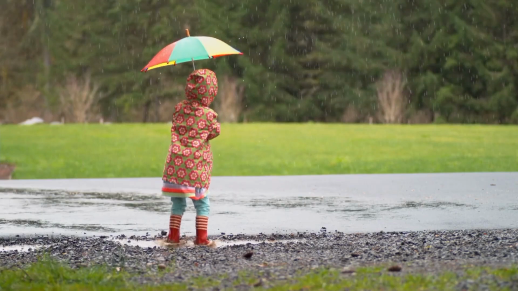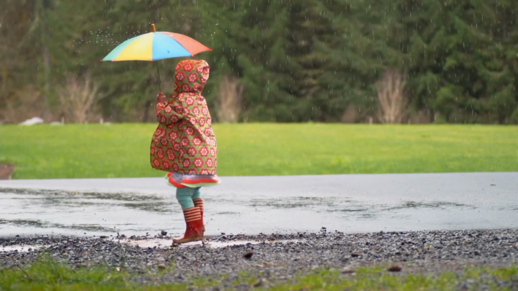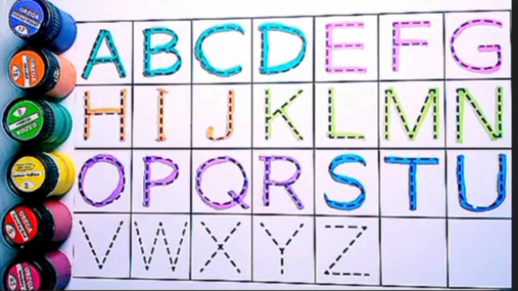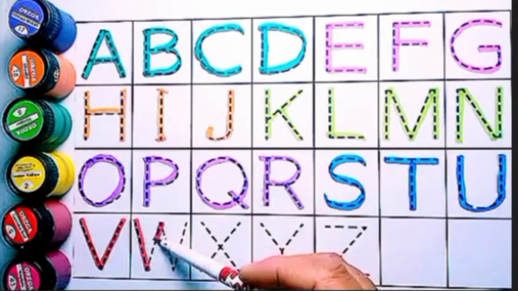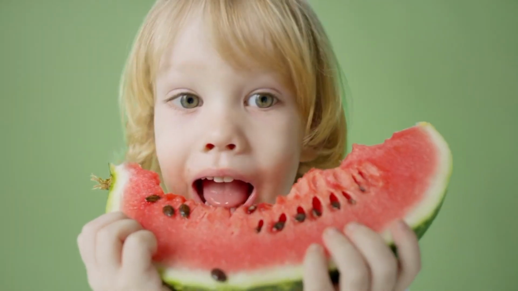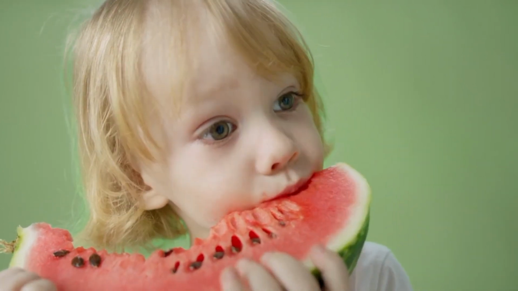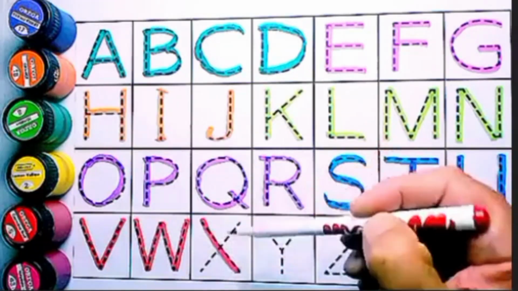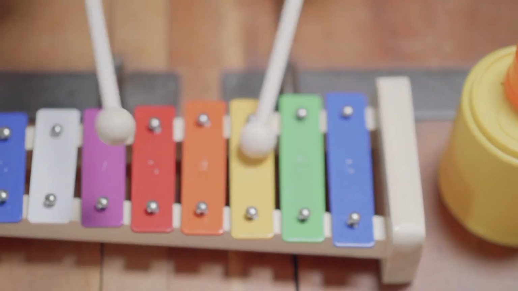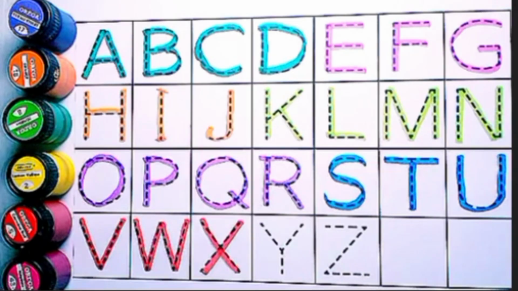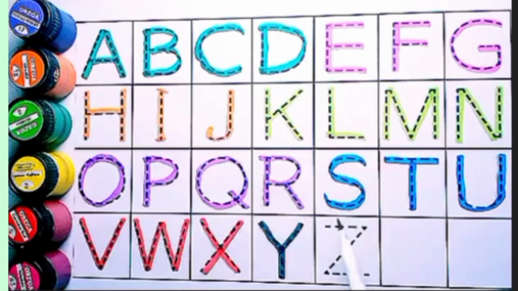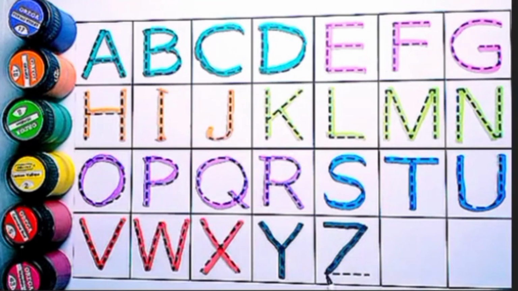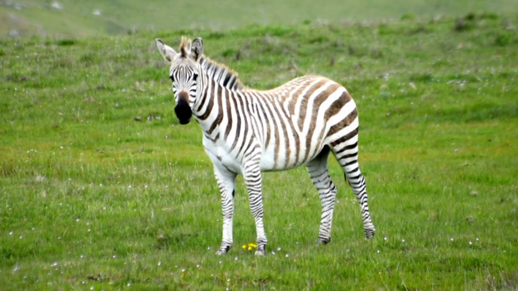U. U for umbrella. Umbrella. V. V for vegetable. W. W for watermelon. Watermelon. X. X for xylophone. Xylophone. Y. Y for nougat. Z. Z for zebra. Zebra.